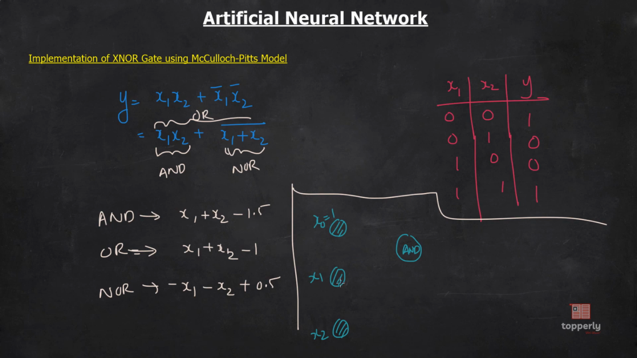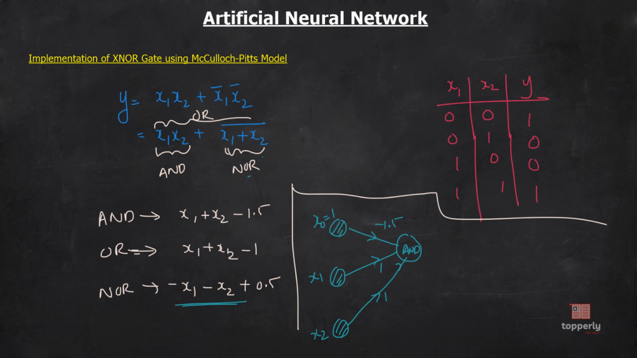So x1 weight is 1, x2 weight is 1, and we have the bias weight minus 1.5. Therefore, this is minus 1.5. Now we will implement the NOR gate, and NOR gate is this.